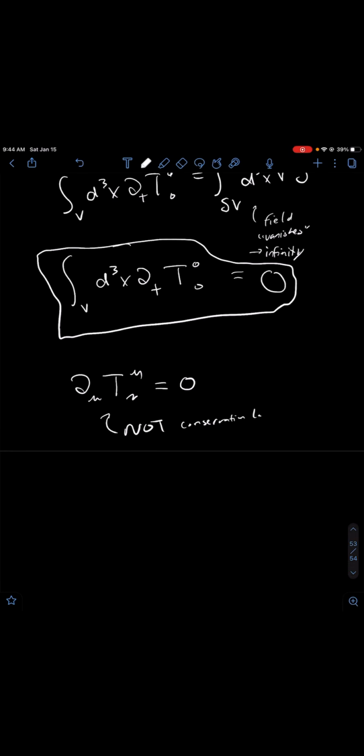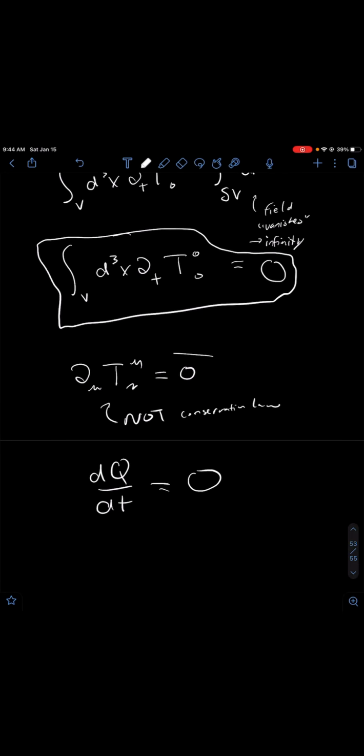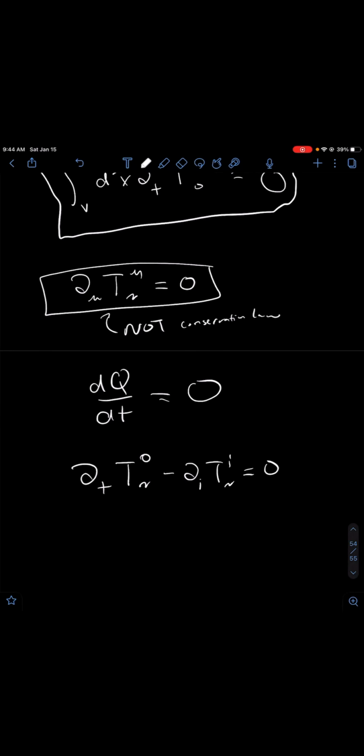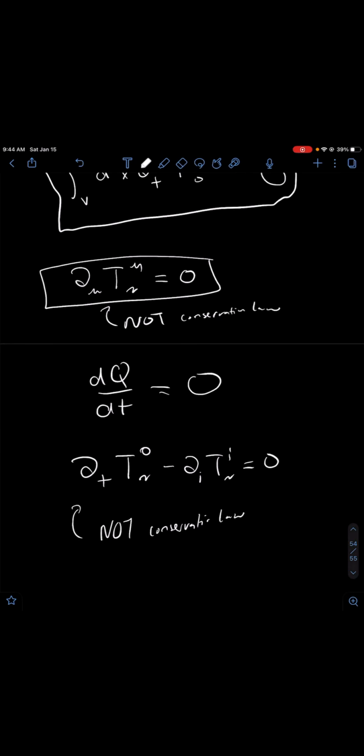That's what I mean. Remember that a conservation law just says that dq/dt = 0. This is not what this says. This law over here, ∂_t T^{0ν} − ∂_i T^{iν} = 0, is also not a conservation law, because it's not in this form.